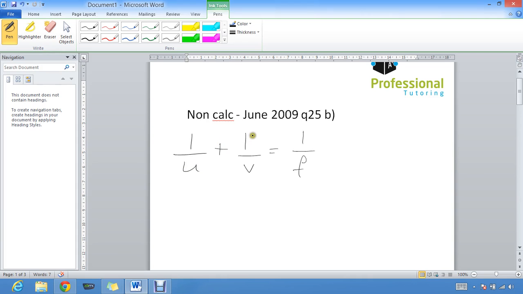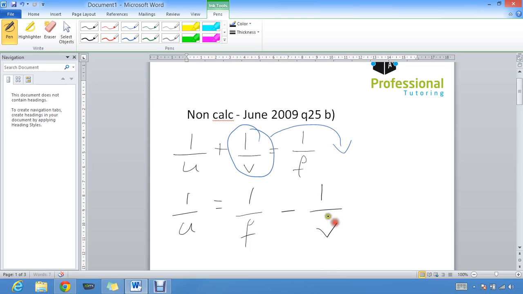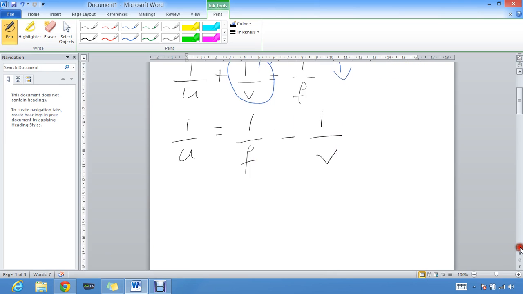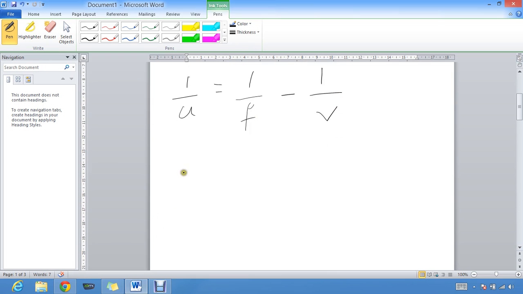Now what we can do in this instance is take this fraction here, and it's a positive, take it across, and then that will become a negative. You do the inverse of it. So now we'll have 1 over u will equal 1 over f minus 1 over v. Okay, now pause the video if you want and see if you can complete this equation from here.